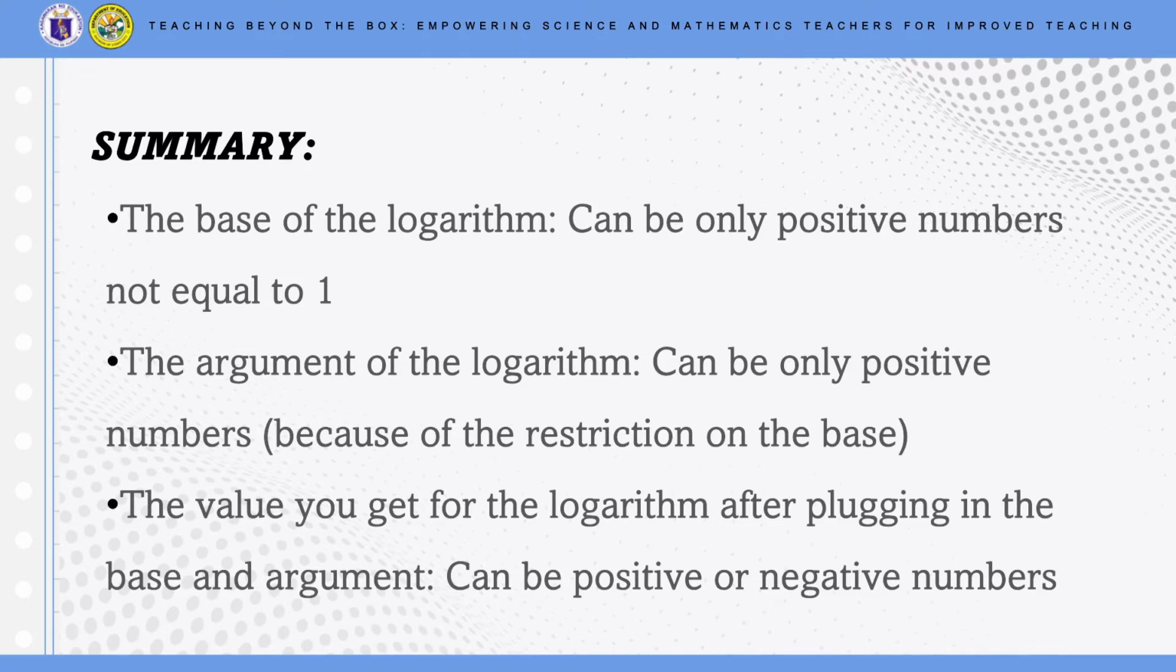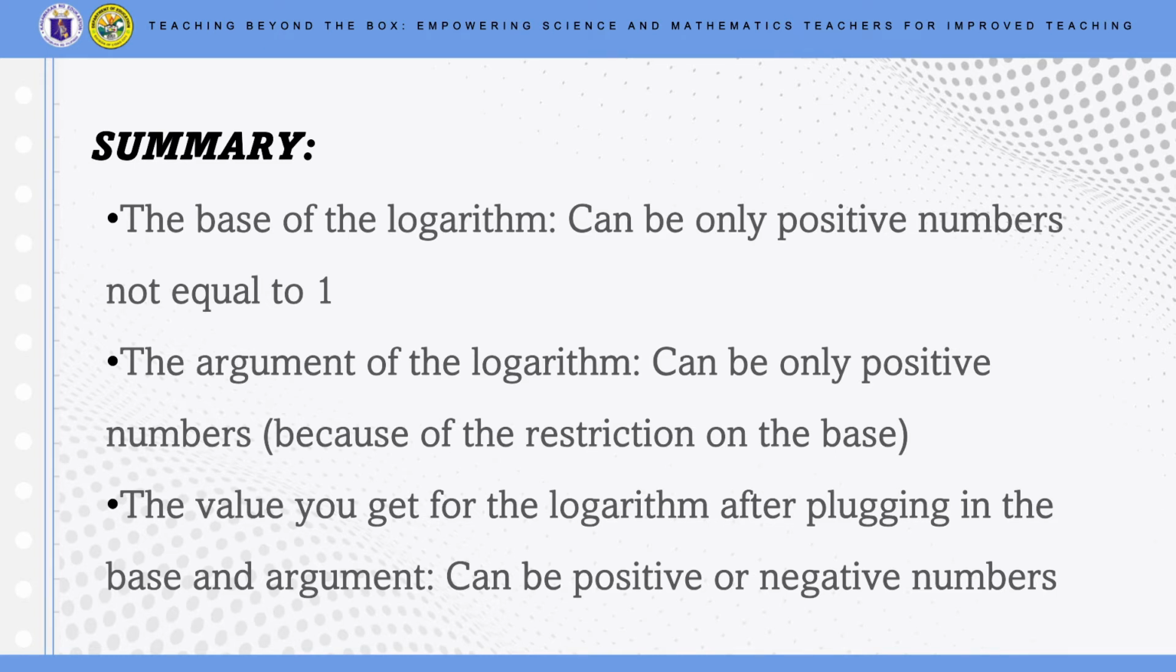Examples. Log 1 base 8 equals 0. Log 4 base 4 equals 1. Log 5 raised to 3 base 5 equals 3. 3 raised to log 6 base 3 equals 6. 2 raised to log 7 base 2 equals 7. Lastly, the logarithm of x base 2 is equal to log x over log 2.